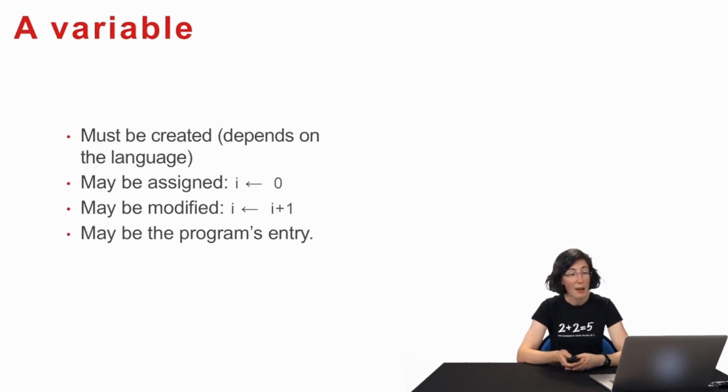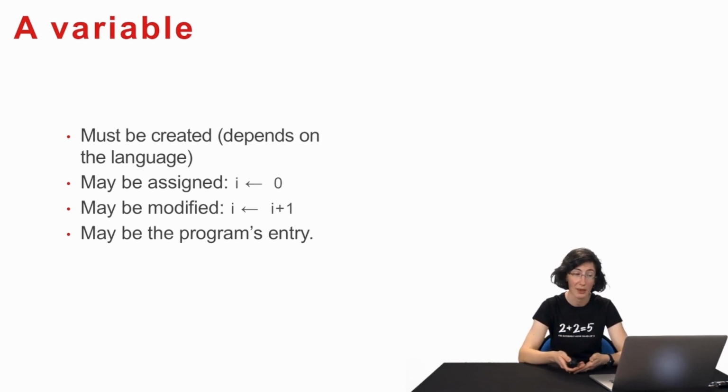Normally, a variable needs to be created. That depends on the programming language. Some of them actually create one automatically as soon as a variable is used. It can be assigned, so a value can be input, like 0, 45, etc. It may be modified from pre-existing variables.